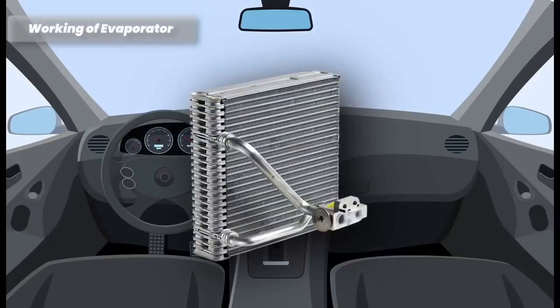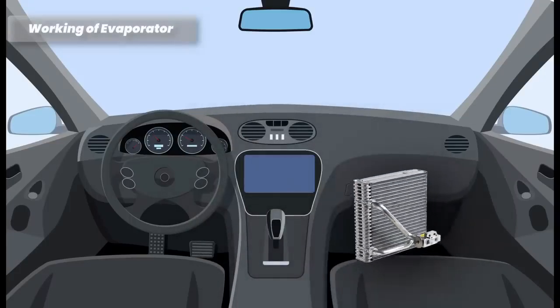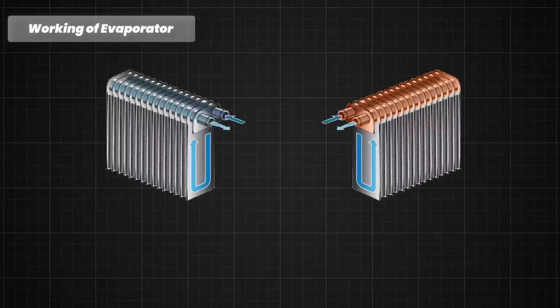The evaporator is typically located inside the HVAC unit behind the dashboard, and it is typically made of aluminum or copper.